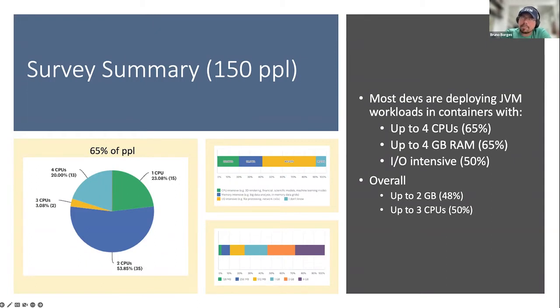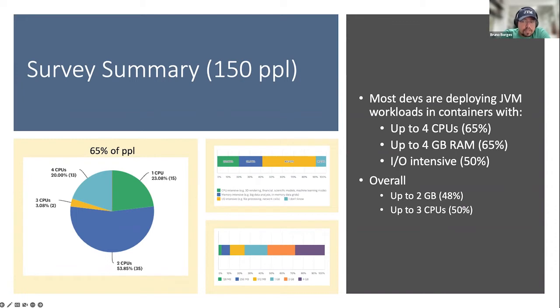And about half said that their microservices or their applications inside the containers are quite I/O intensive. And by I/O intensive, usually this means either file or network. Network is also I/O. Overall, across all of the respondents, 48% are using no more than 2 CPUs, no more than 3 CPUs, and no more than 2 gigabytes of RAM. So it's interesting to see that there is a trend here of small containers with very few CPUs.